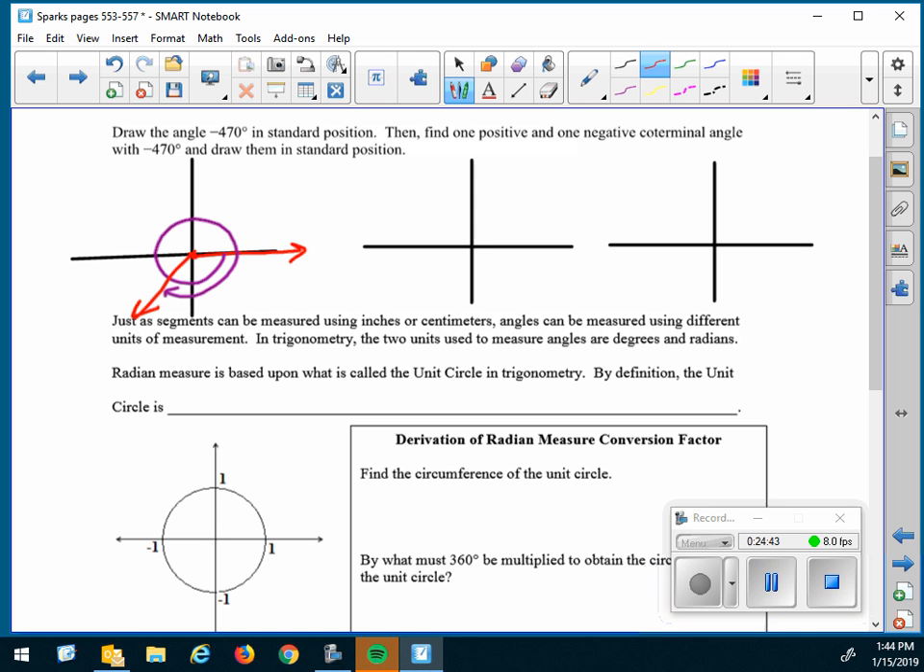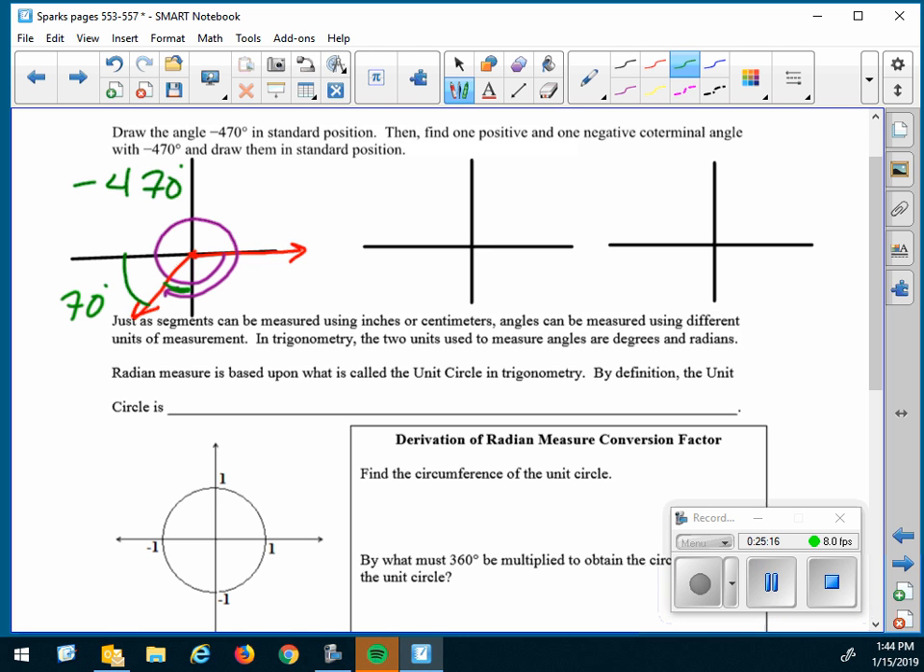Do I have everything down that I need to have for a circular angle? I don't have the reference angle. What is the reference angle? What was this little bit that we went over? 20. So 70 degrees is my reference angle. That is negative 470 degrees.